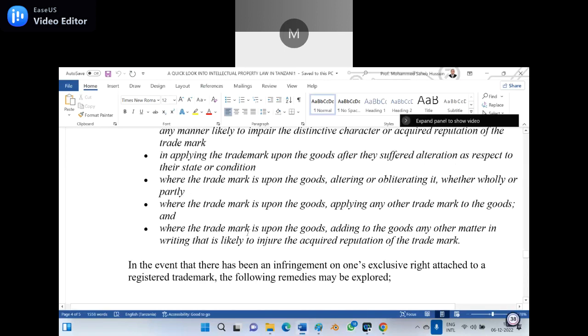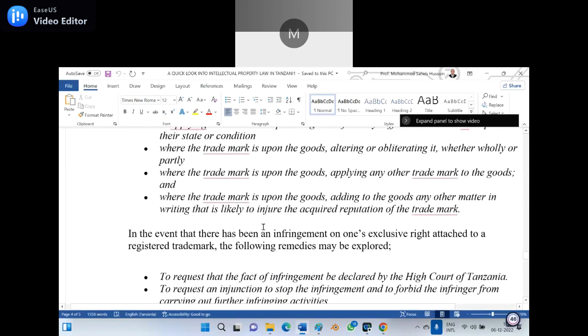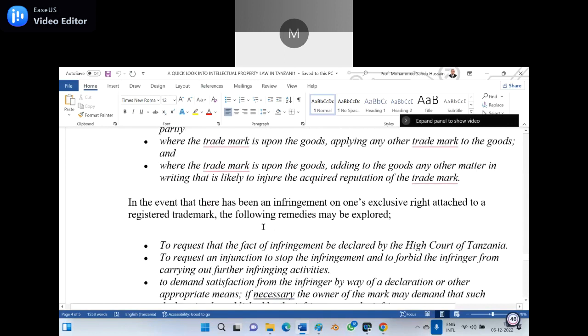So, where the trademark is upon the goods, or applying another trademark to the goods, whichever it may be, it is not restricted. And the last bullet says: where the trademark is upon the goods, adding to the goods any other matter in writing that is likely to injure the acquired reputation of the trademark. The person who registered the trademark has the sole authority to sell it, propagate it and supply it.